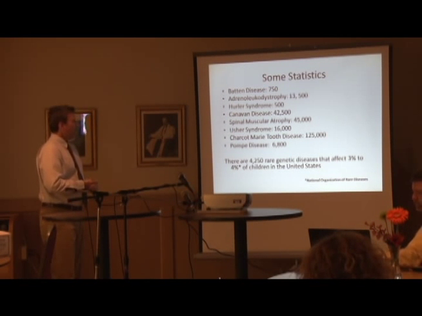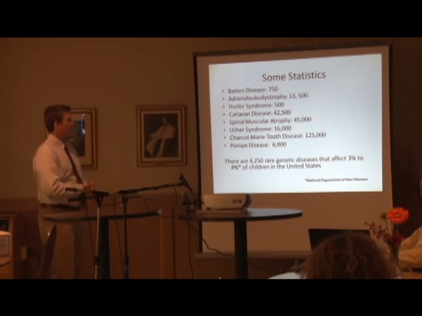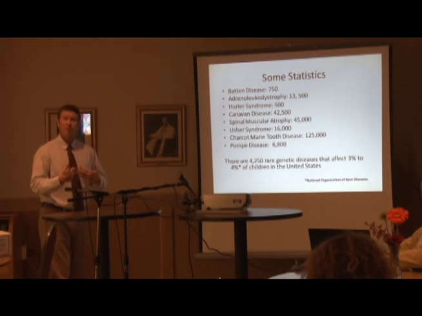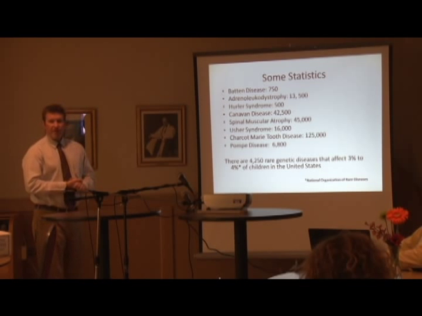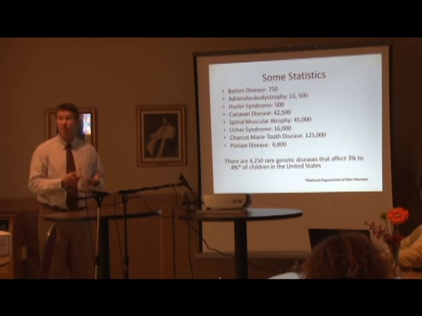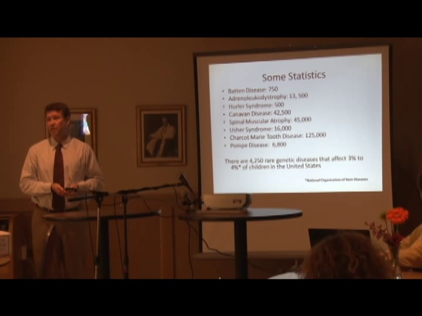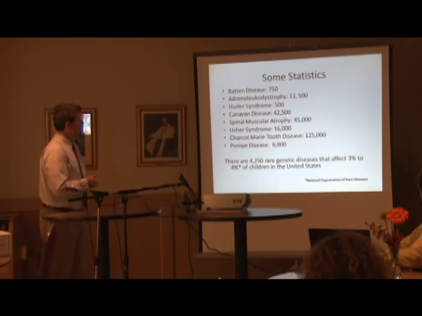But just to tell you, when you start accumulating those numbers of children, and adults may have some of these rare diseases as well, it just depends on when these diseases start. There's over 4,000 of these rare genetic diseases, so we're totaling up 3 to 4% of our children right now. Individually, many of you would not have heard of Batten disease because there's only 750 children in the United States with it. But when we start adding up the numbers of children, we have a lot of these rare diseases that we need to study.